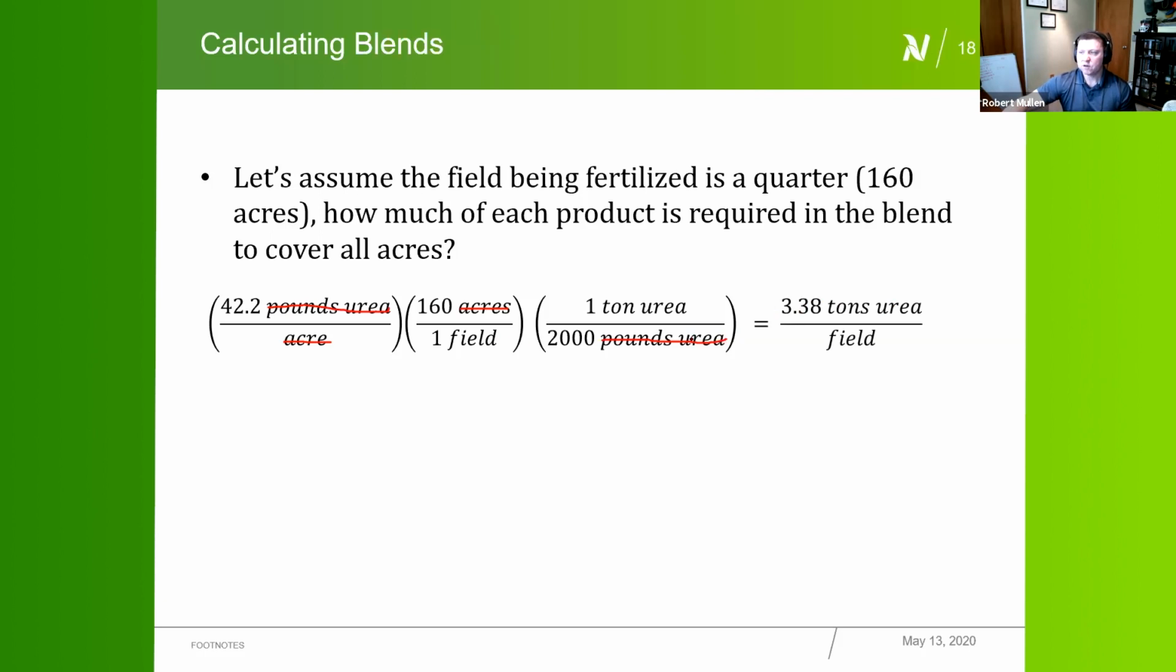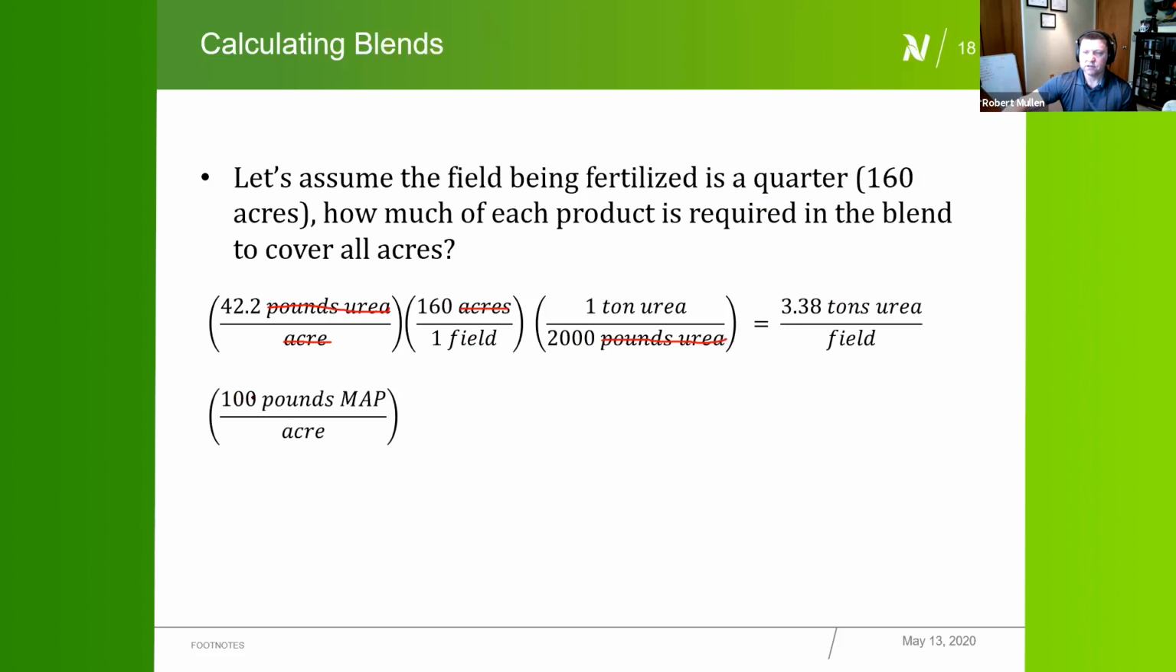Again, all my units went away. And this per field is just, you don't have to have this in here. I just kept it in here just for illustration purposes. 42 multiplied by 160 divided by 2,000. I need 3.38 tons of urea to go to that field physically to achieve my desired nitrogen rate when supplied with MAP as well.